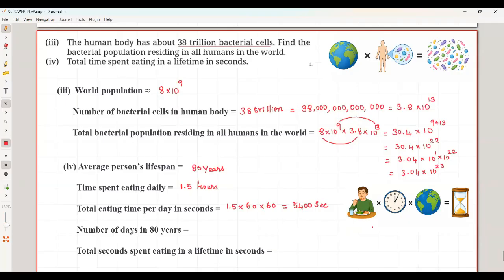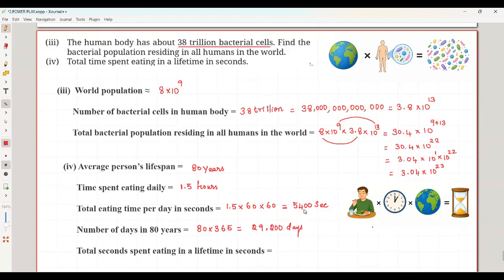Now the number of days in 80 years. Average lifespan we are taking as 80 years. For 1 year we have 365 days. So 80 years means 80 into 365. You can just multiply, and it is 29,200 days.